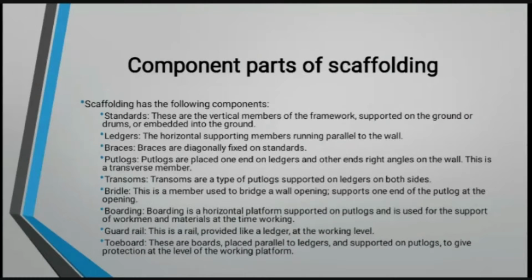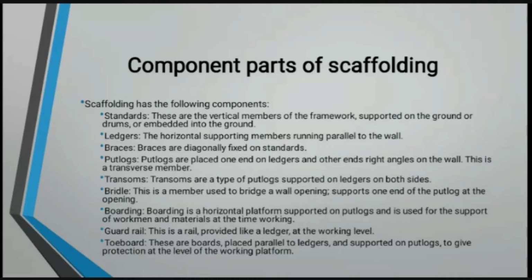Component parts of scaffolding. Scaffolding has the following components. Standards. These are the vertical members of the framework, supported on the ground or drums or embedded into the ground. Ledgers. The horizontal supporting members running parallel to the wall. Braces. Braces are diagonally fixed on standards. Footlocks. Footlocks are placed with one end on the ledgers and the other end at right angles on the wall.